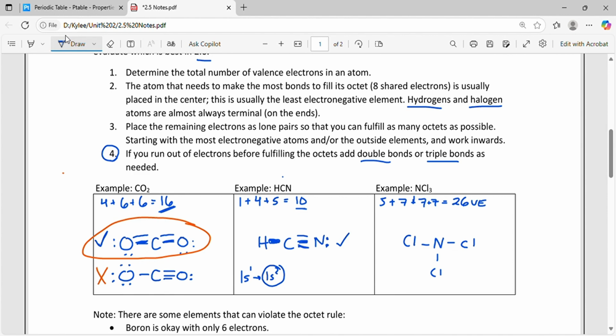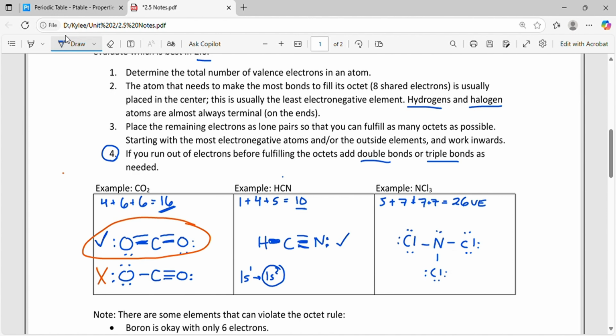So I have used 6 just to connect everyone. So I have 20 left over. So if I've used 6 to connect, this would be 8, 10, and 12. This would be 14, 16, 18. This would be 20, 22, 24. And so that last set of electrons is actually going to go on nitrogen.